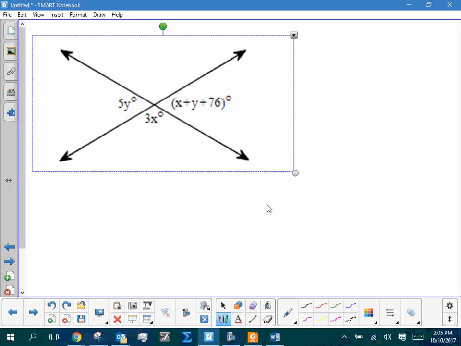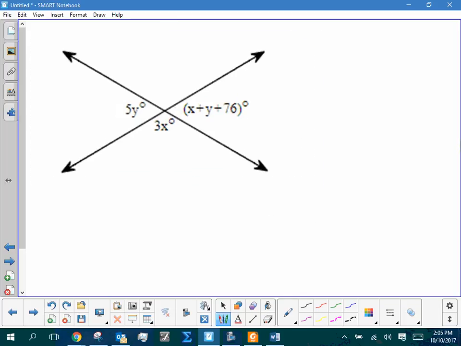All right, so it's the same concept. I'm going to start looking at relationships. I know for certain that those two things should be supplementary, right? So I'm going to go 5y plus 3x should equal 180. Okay, it's equation 1. Can I say a similar argument about those two things? All right, so I'm just going to combine those. That's going to be 4x plus y plus 76 equals 180.